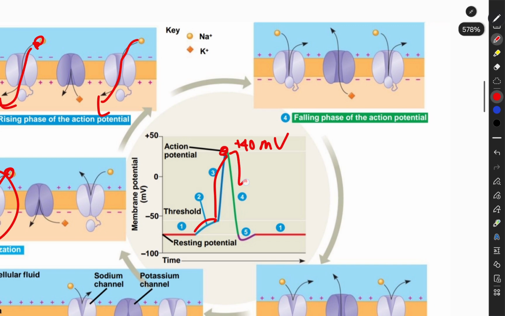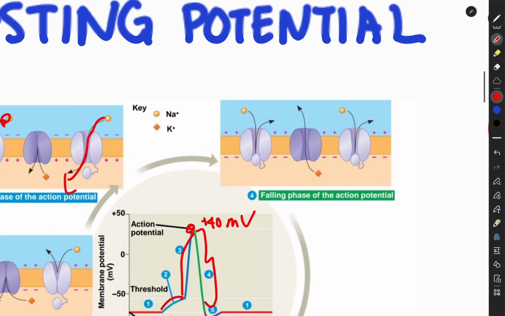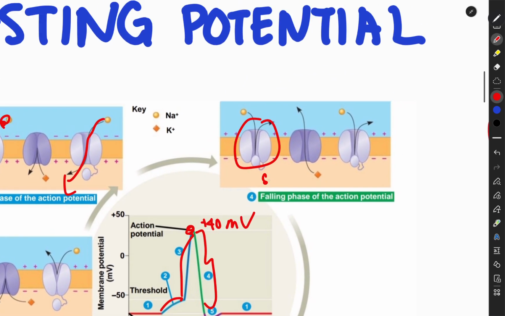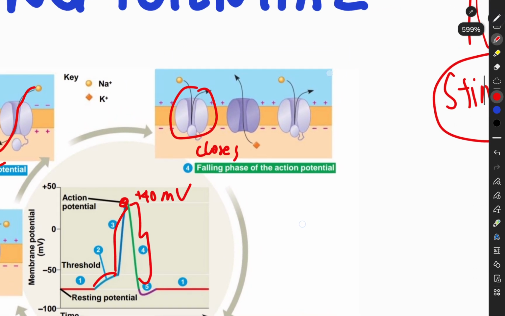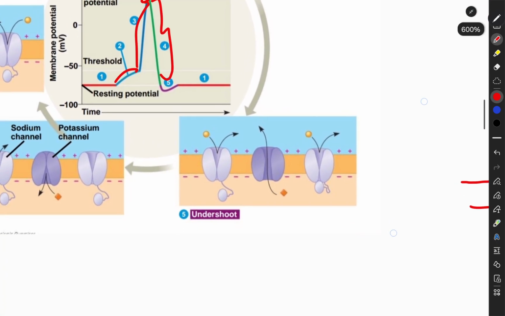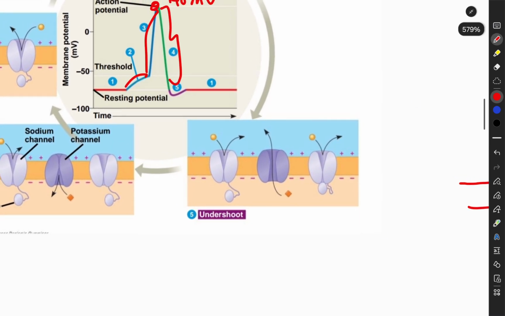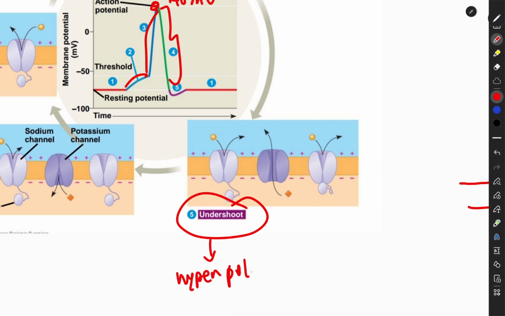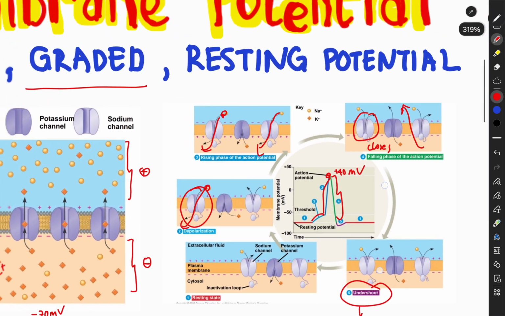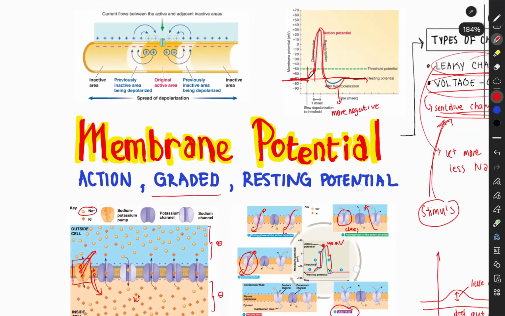Then to repolarize, the sodium channels close and the potassium channels open, and potassium goes out of the cell. Potassium channels stay open longer than sodium channels, so it creates an undershoot, which we call hyperpolarization. And that's basically membrane potential.